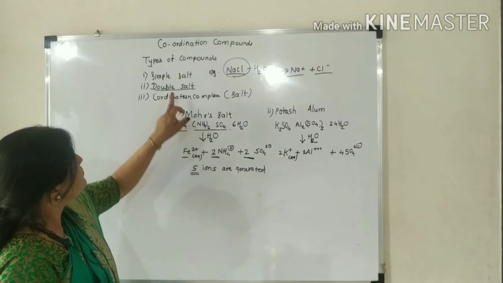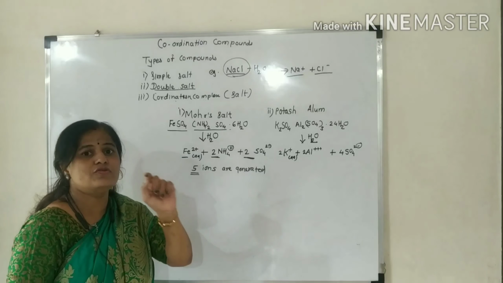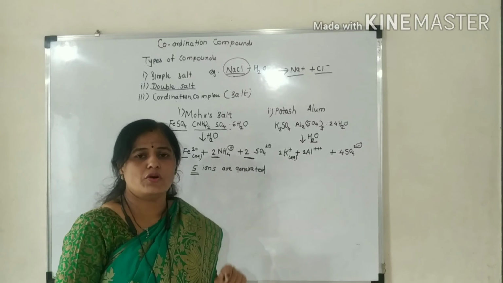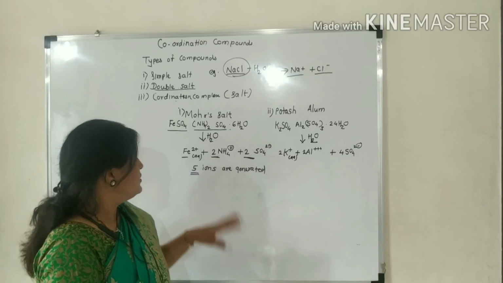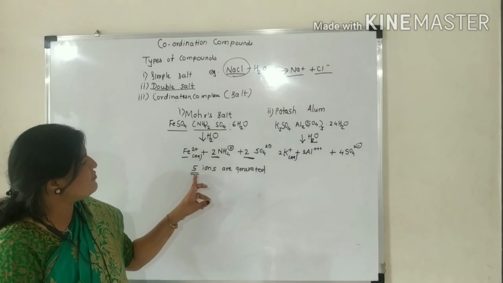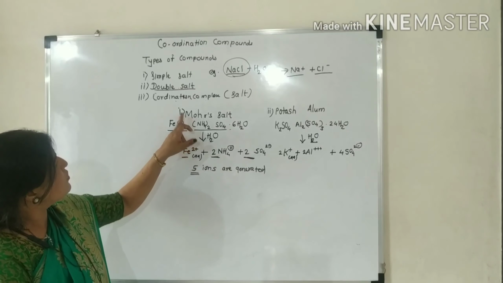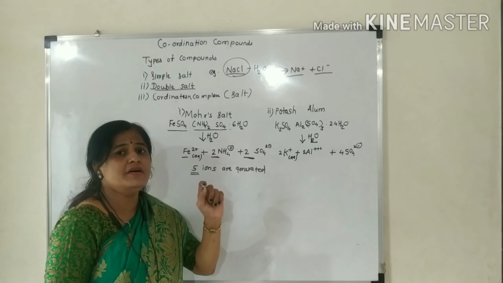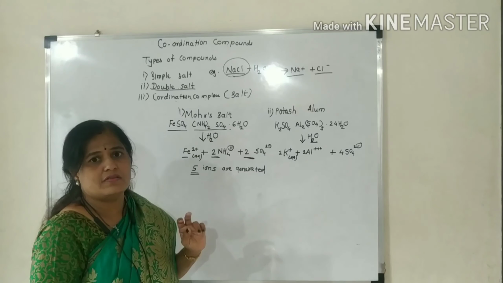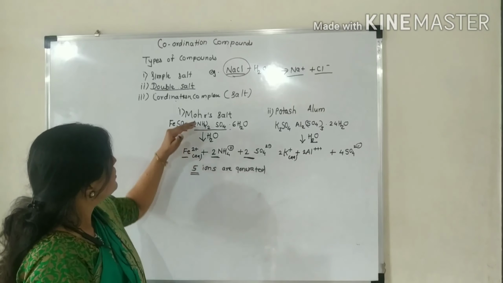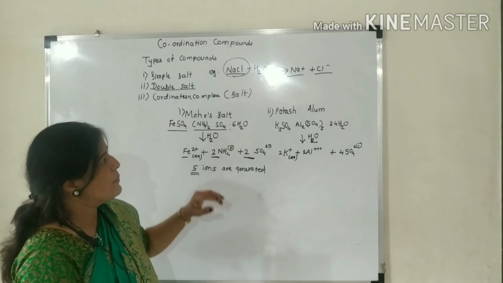What happens? A double salt dissociates in water. What is meant by dissociates? It dissolves in water and gives different ions. In Mohr salt, 5 ions are generated. This double salt represents its different constituent particles.